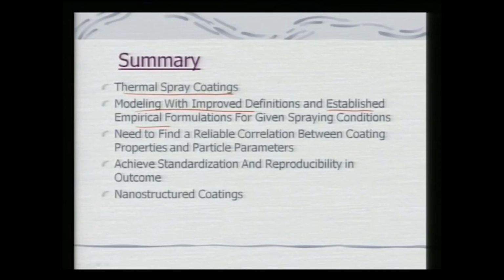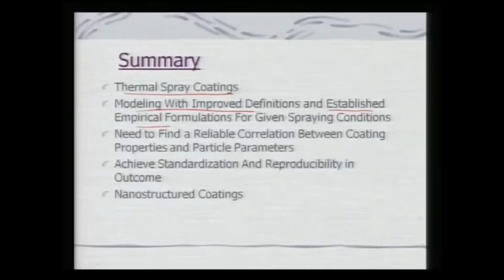But again, modeling with improved definitions is required, and it is required that we establish certain empirical formulations for certain spraying conditions and come up with a process map to select certain properties with certain functionality or microstructure, and be able to find a reliable correlation between coating properties and the particle parameters or the processing parameters. So, we can finally achieve some standardization and reproducibility. That is highly required for achieving a good and reproducible coating again and again.